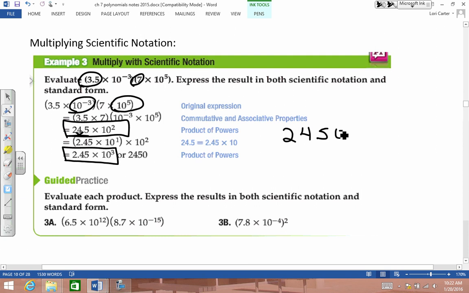Agreed? Yes. Okay, write it scientifically. 2.45 times 10 to the third. In scientific notation, which direction are you going? Left. Left is a larger exponent. This is times 10 to the third. If you go right, you're smaller, because those are the little numbers.